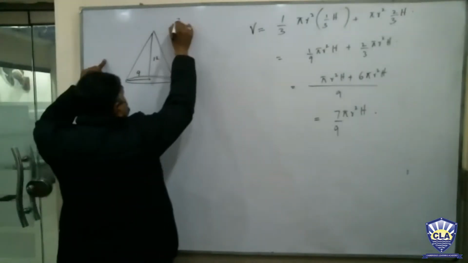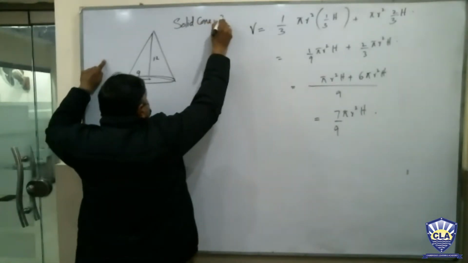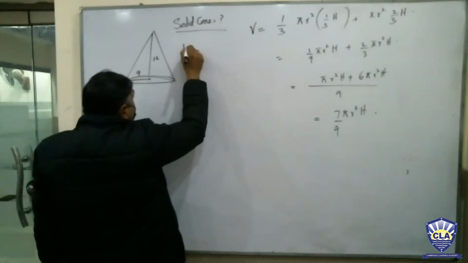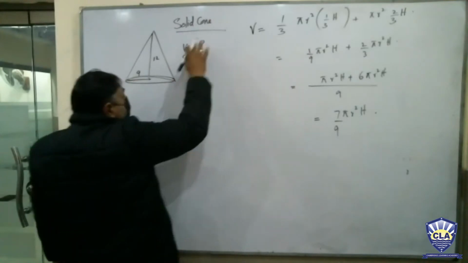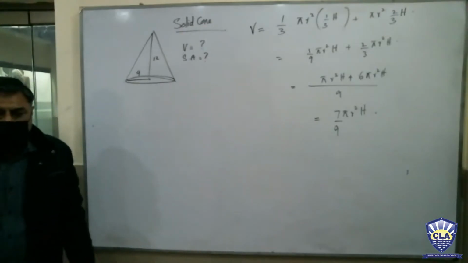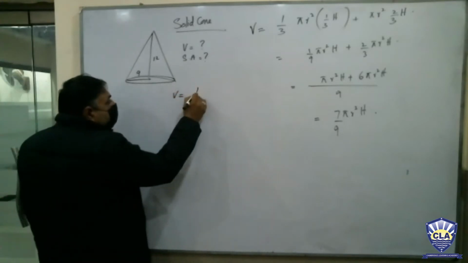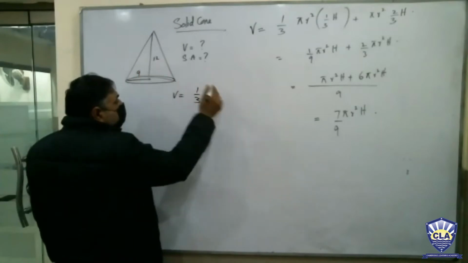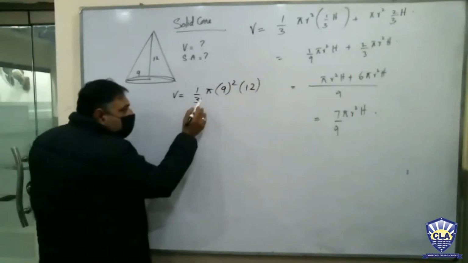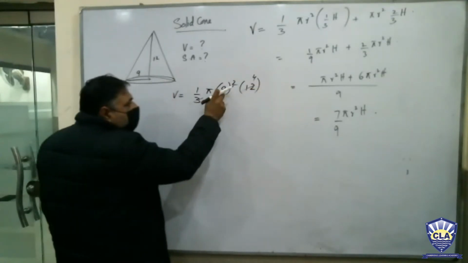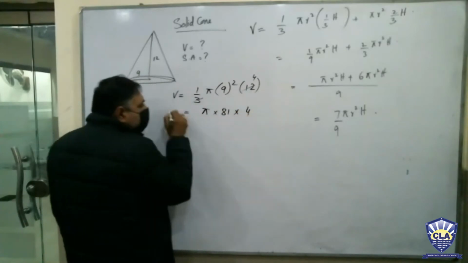It is a solid cone. Solid cone volume and surface area. Now, what is the volume of the cone? 1/3 π r² h. Radius is 9, so 9 squared is 81, into the height, to get the volume.